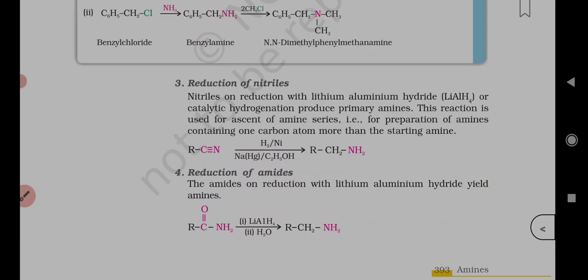That is a primary amine. See, aromatic primary amines cannot be prepared by this method because aryl halides do not undergo nucleophilic substitution with the anion formed by phthalimide. So aromatic primary amines cannot be prepared by this method.